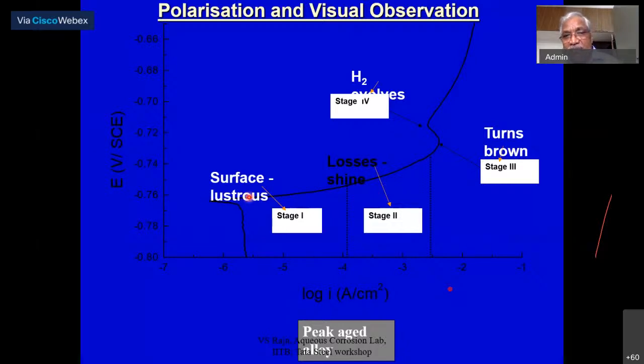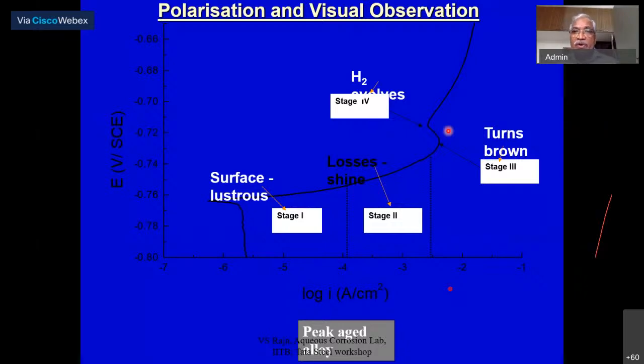So minus 0.72 is not anodic to the hydrogen equilibrium. This is an anodic curve, no doubt. But this potential is still negative compared to the hydrogen equilibrium. That means the hydrogen is not evolving on the surface at all. So the thermodynamics of aluminum is different from the thermodynamics of the hydrogen evolution reaction. So the hydrogen evolution reaction occurs at this particular place, and so there is a dip in the current actually. So the interpretation here is not due to passivation, it is due to hydrogen evolution.